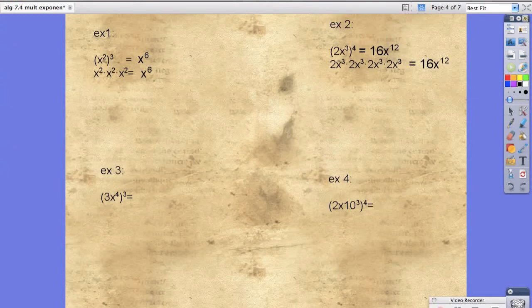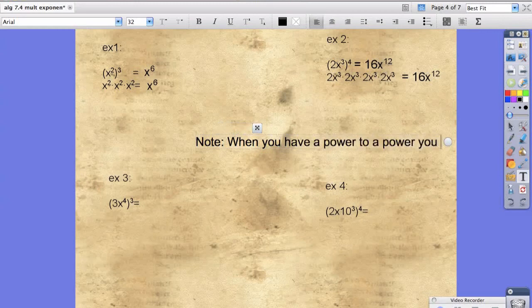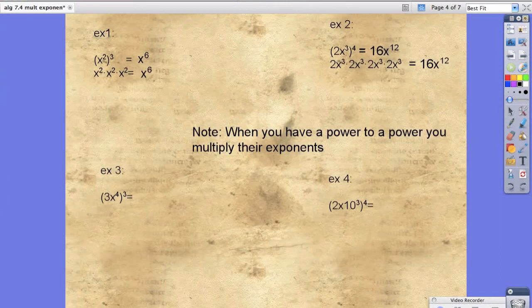So here's the way that we would do this in a much simpler way. When you have a power to a power, you multiply their exponents. So notice how in problems like 1 and 2, there was only one set of x's. It was x squared, x to the 2nd power to the 3rd power. So notice it's a power to a power because it's x to the 2nd power to the 3rd power. So in those instances, a simpler way of doing it would be just to multiply their exponents.